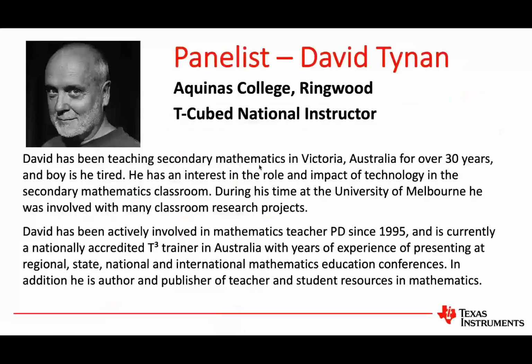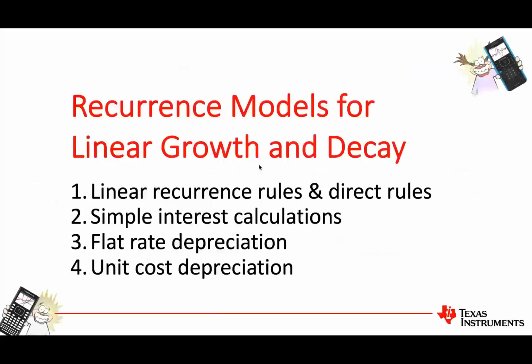And today we're focusing on recurrence models for linear growth and decay. So we'll look at the basic idea of recurrence and direct rules as an alternative, and then look at how those models could be used for applications to simple interest problems, depreciation, both flat rate and unit cost. So we'll start with just the basic idea.